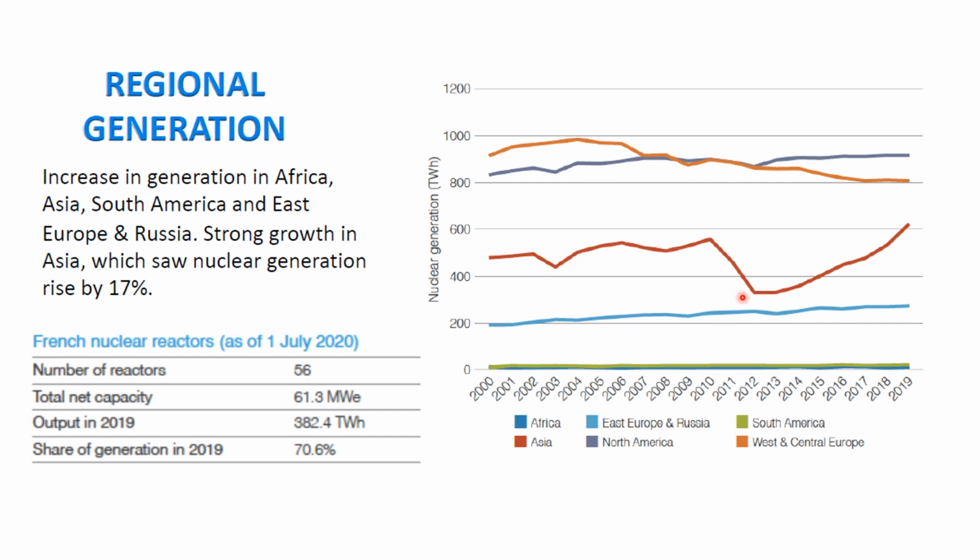This graph here is for Asia. And however, there is a decrease in interest from the West and the Central Europe. So most of the reactors now are in France, and we have at least 56 reactors in the French nuclear fleet, which produces an output of around 382.4 terawatt hours.